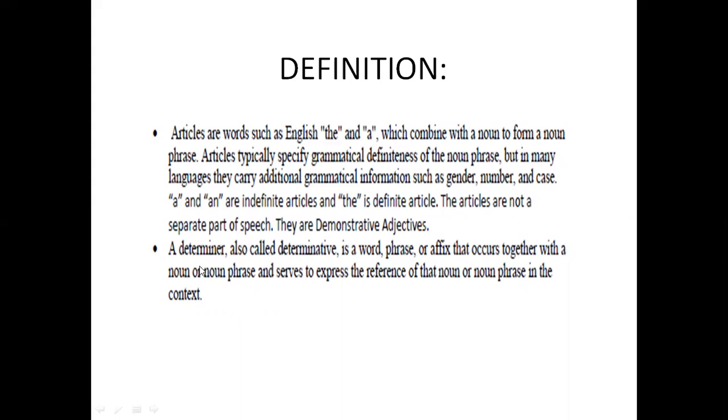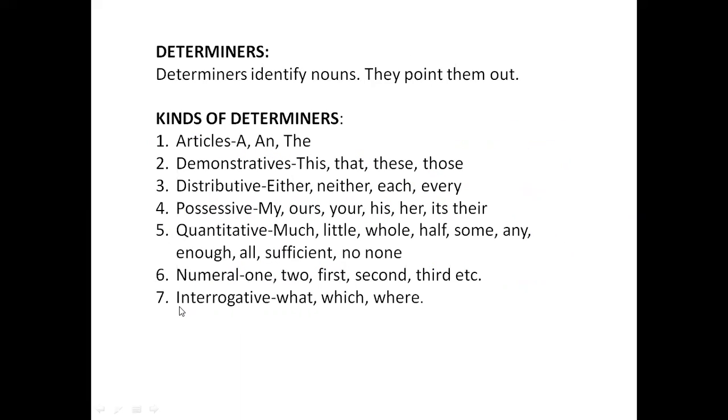What is a determiner? A determiner, also called a determinative, is a word, phrase, or affix that occurs together with a noun or noun phrase and serves to express the reference of that noun or noun phrase in the context. Next, kinds of determiners. Determiners identify nouns. They point them out. So determiners are nothing but words that identify nouns and point them out.